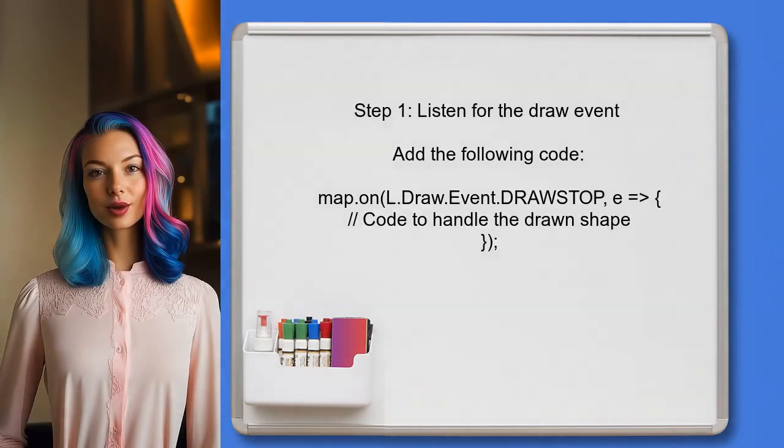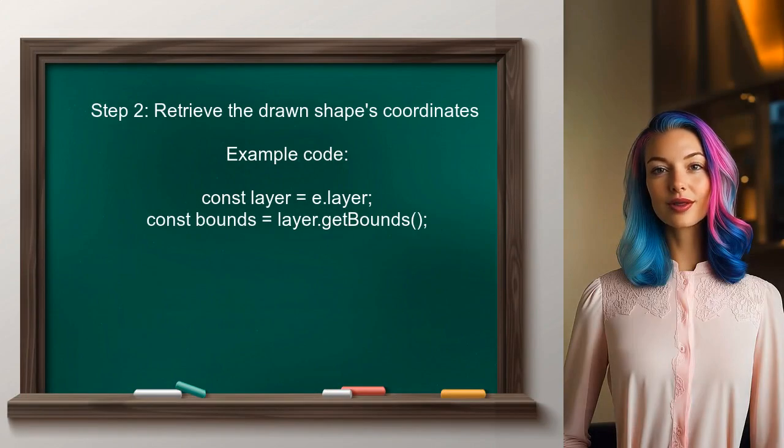To begin solving the user's issue, we need to listen for the draw event from the Leaflet.draw plugin. This event will trigger when the user finishes drawing a shape on the map. Next, the user should retrieve the drawn shape's coordinates. This will allow us to check which markers fall within the drawn area.